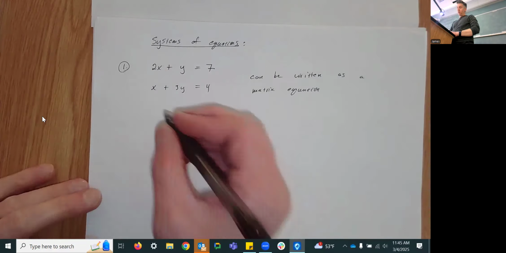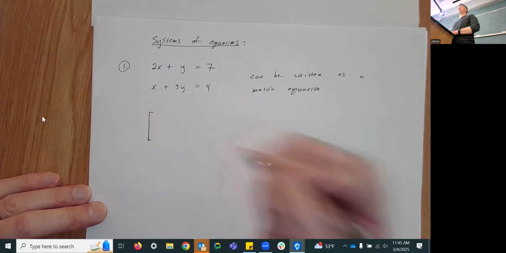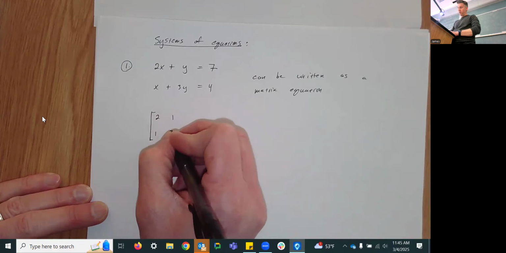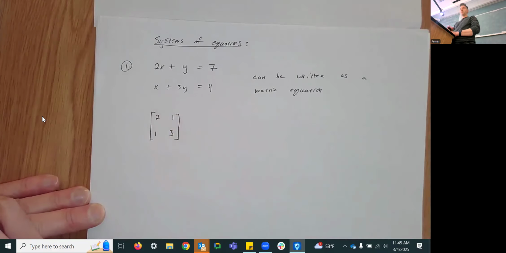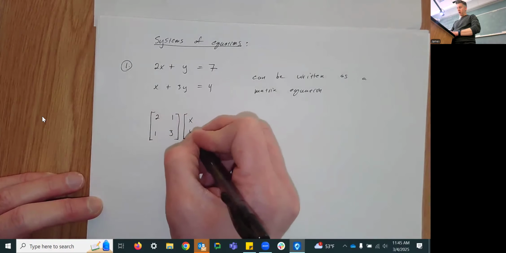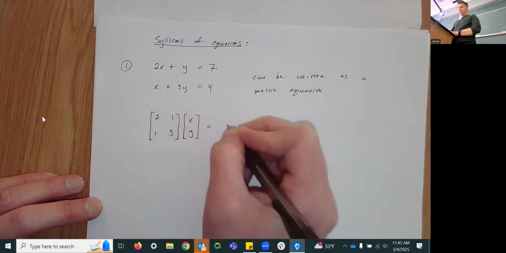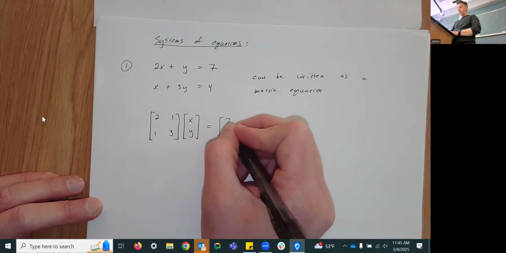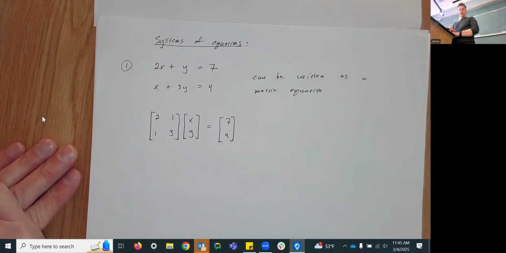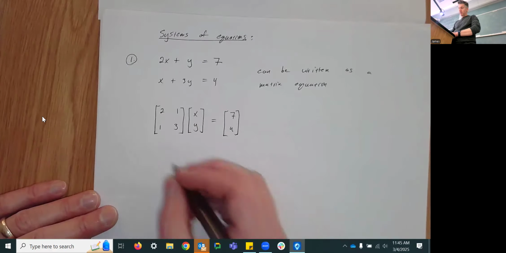So on the left-hand side here, I'm going to have the coefficient matrix 2, 1, 1, 3. The variable matrix x, y equal to whatever it's equal to, the matrix 7, 4. This matrix equation, which people often write as A times X equal to B.